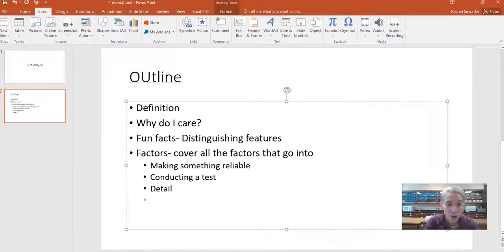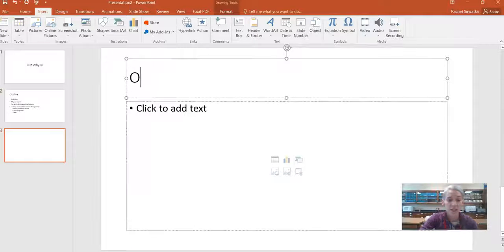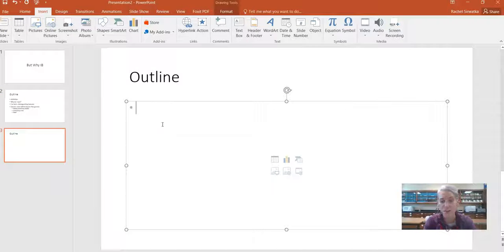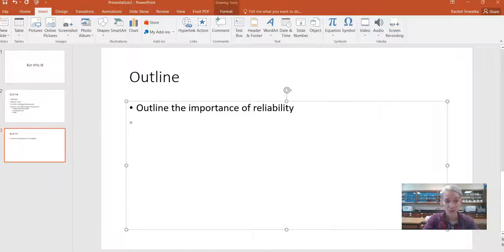Okay, so now we're gonna go into the question that talks about outline, because outline in the command term cheat sheet and outline in real life mean two different things to me. So we're gonna outline the importance of reliability. Yeah, get excited. All right, so here we are outlining the importance of reliability.